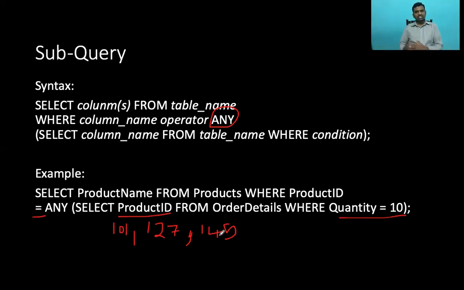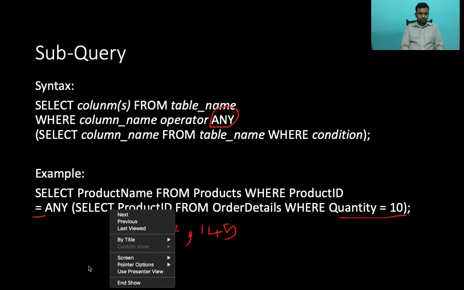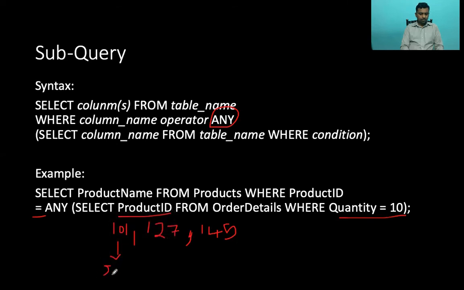Now I'm going to find the names of the products. How will I find them? I'll say select product name from products where my product ID is any of 101, 127, 145. For all these 3 products, I'm going to provide the product names. It will be like 101 is soap, 127 let it be oil, and 145 it is powder. So this is the information provided.